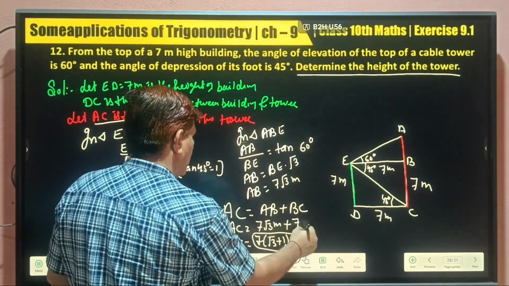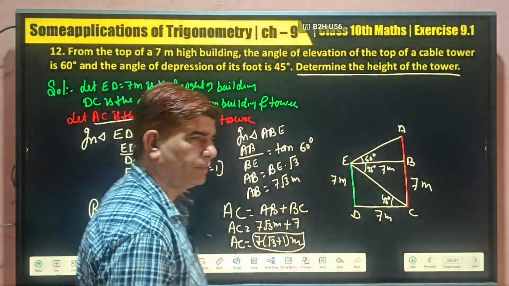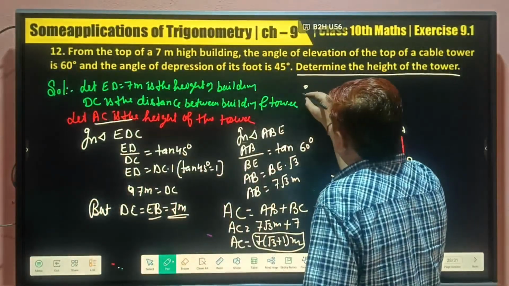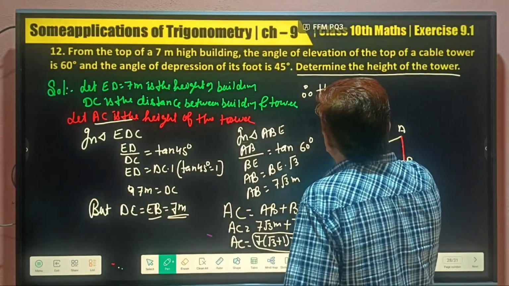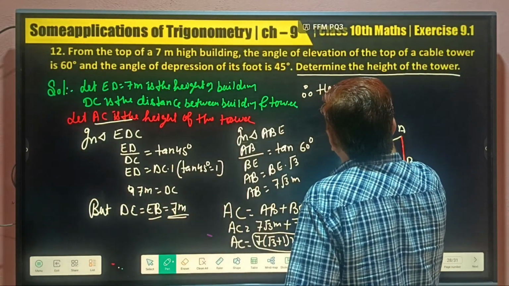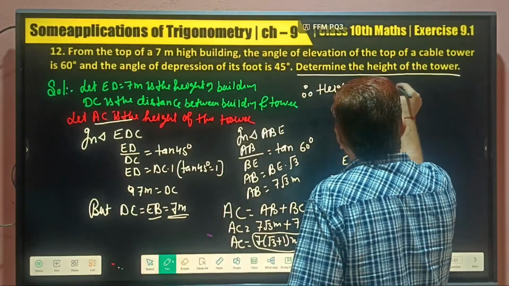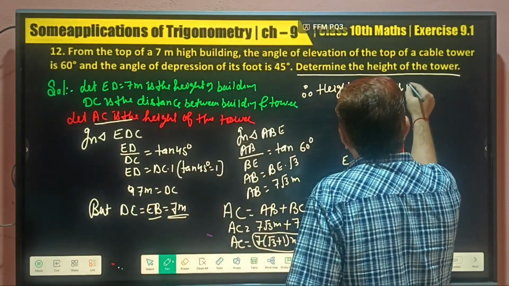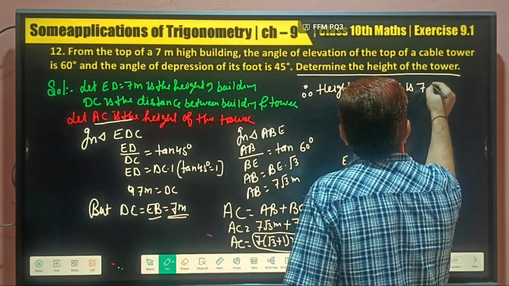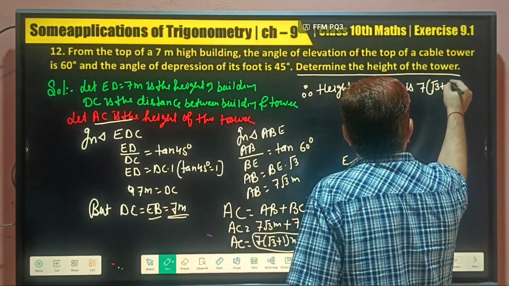This is the height of the tower. Therefore, the height of the tower is 7 root 3 plus 1 meters.